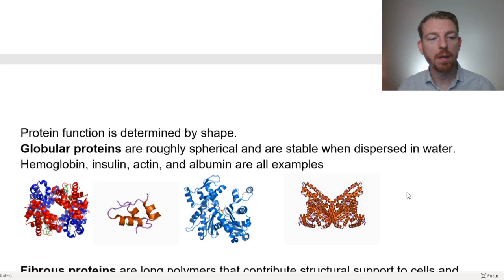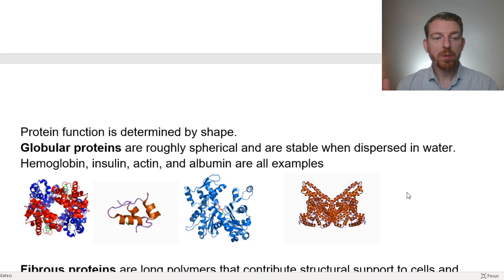Okay, so again, protein function is determined by shape, and according to that shape and a little bit according to the function and where you might find it and what job it's doing, we can also classify them differently. So globular proteins are roughly spherical. They're more water soluble than some other proteins, and they can be dispersed in liquid. So it's these sorts of proteins that are giving milk its white, cloudy color.